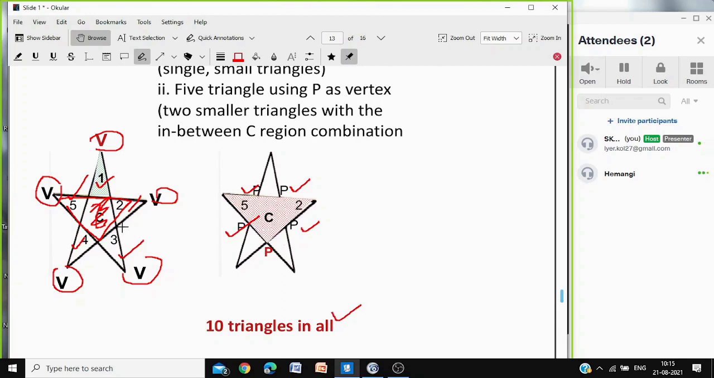For instance, we are taking this one as vertex P. Then you will get this as the triangle, this one. This will be the triangle, this will be the triangle. So this becomes the triangle. So using each of the P's as vertex, you get 5 more triangles, total 10 triangles. Got it, Betty?